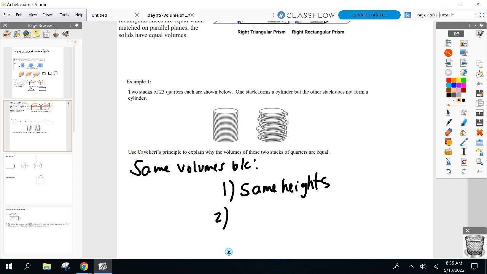And two, if I took a cross section of one and a cross section of the other, held it up to you, what shapes are they going to be? Circles. And are both circles going to have the same area? Yeah, because they're both the same type of coins. See what I mean there? It doesn't matter where I go on my cross section, I'm going to get a circle, another circle from this stack here, and they're both going to have the same area. Same heights, same cross-sectional area.